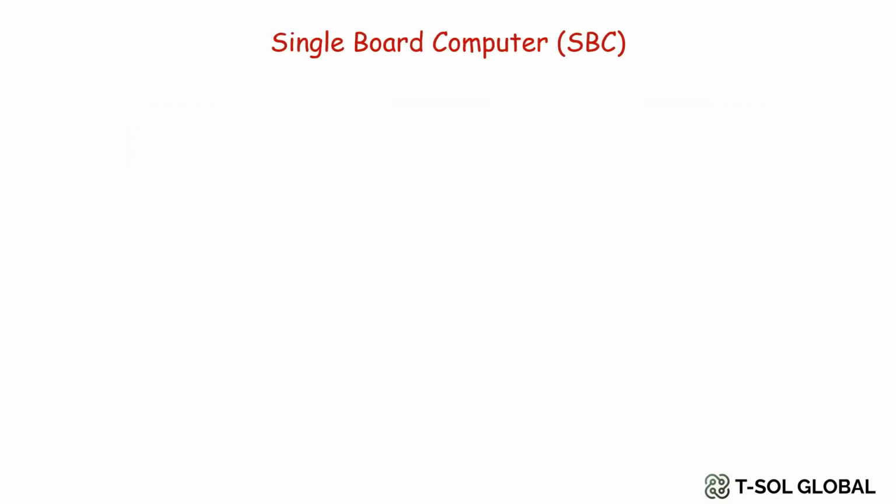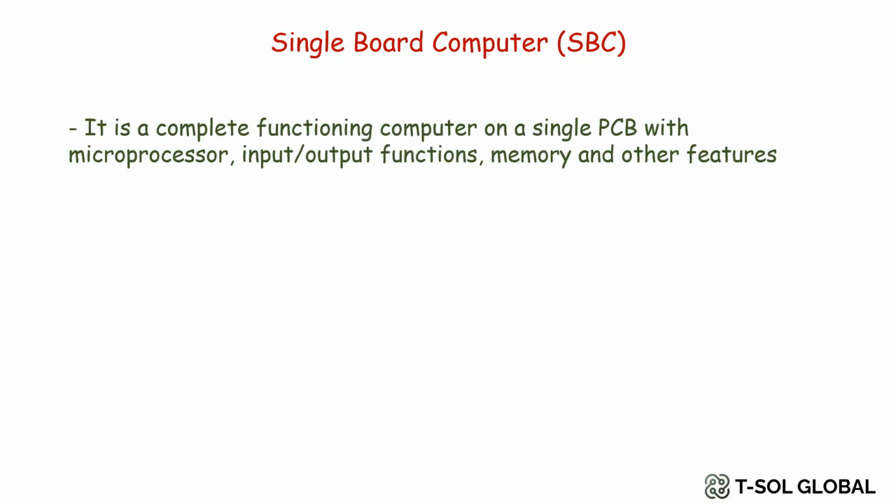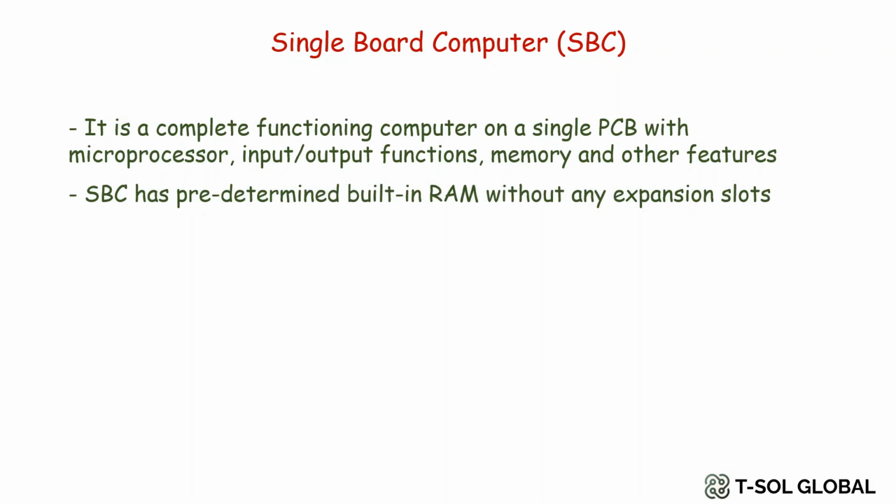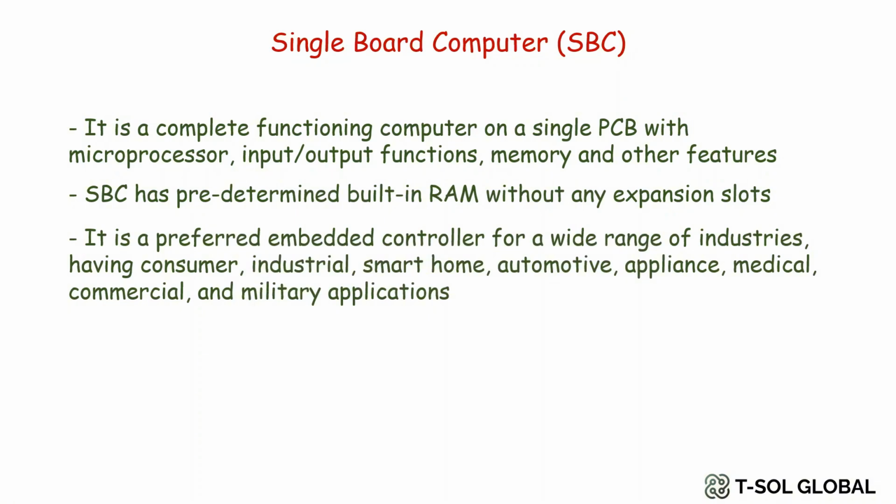So Raspberry Pi is basically a single board computer. Now the question is, what is a single board computer? So it is a complete functioning computer on a single PCB with microprocessor, input or output functions, memory and other features. SBC has predetermined built-in RAM without any expansion slots. It is a preferred embedded controller for a wide range of industries, having consumer, industrial, smart home, automotive, appliance, medical, commercial, and military applications.